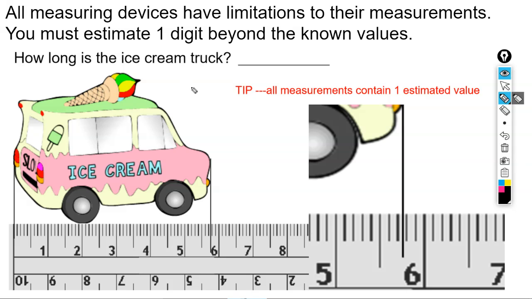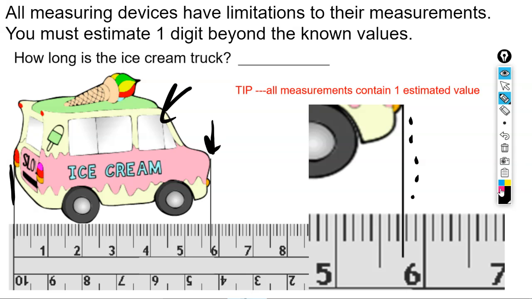How long is this ice cream truck? We've got a ruler set up. The beginning is here, and the measurement at the end is there. And we've zoomed in over here. We'll talk about that in a second. So, how long is an ice cream truck?